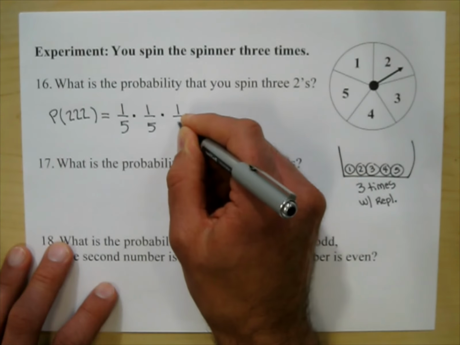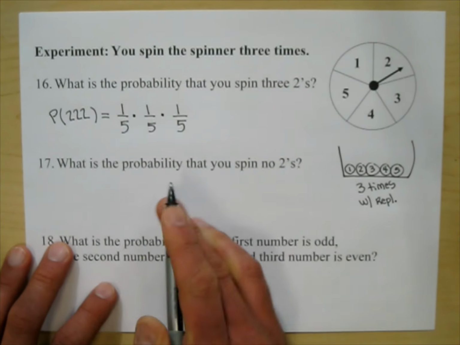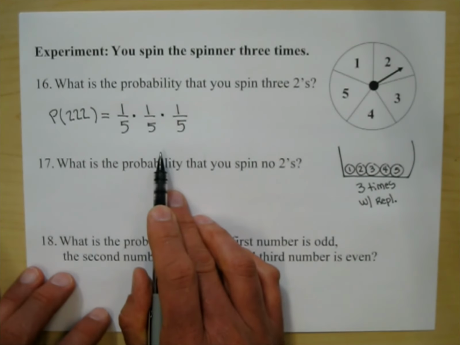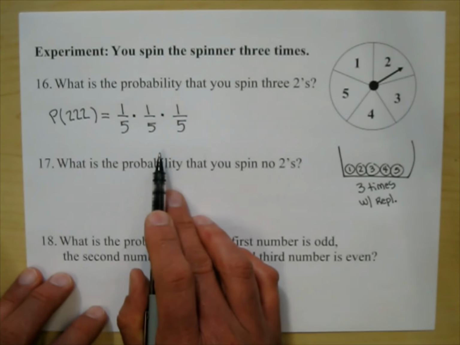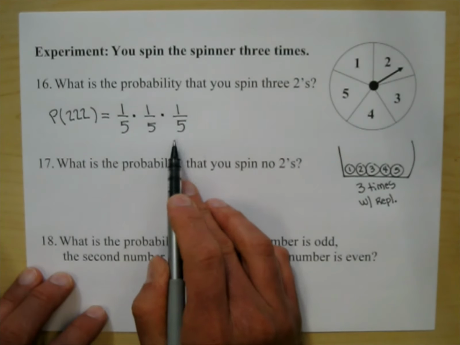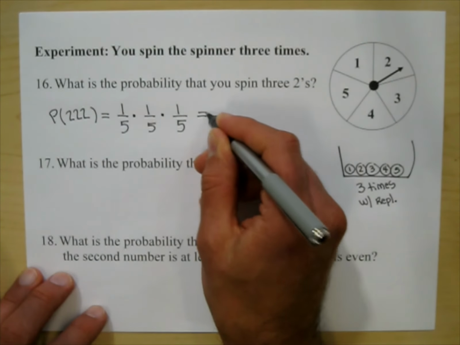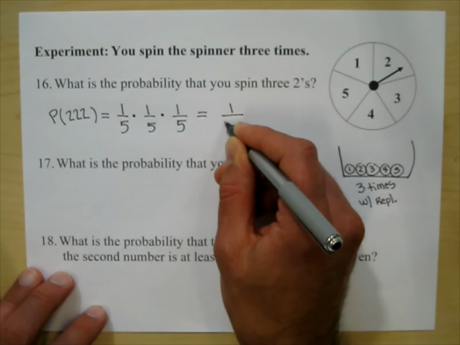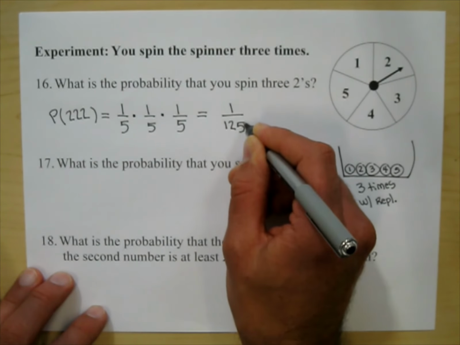And once again, in a statistics class, they would call these independent events. And then they would say you can multiply the probabilities together, and they may not mention it's because these are permutations. So 1/5 times 1/5 times 1/5, well, 5 times 5 times 5 is what you're really doing, and that's going to be 125.